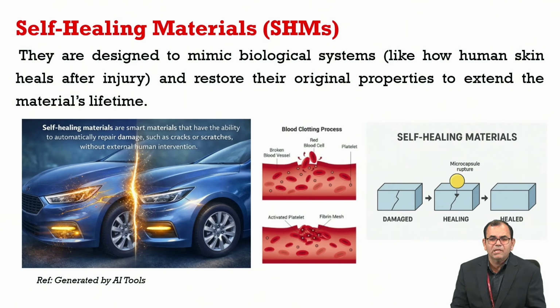then the scratch or damage can be automatically healed. Here we can see blood: wherever there is a cut, over a period of time there will be collagen formation and fibrin mesh formation, and then the bleeding automatically stops. How is it happening? Basically, through the activation of a biological system that is already integrated with our blood and other systems.